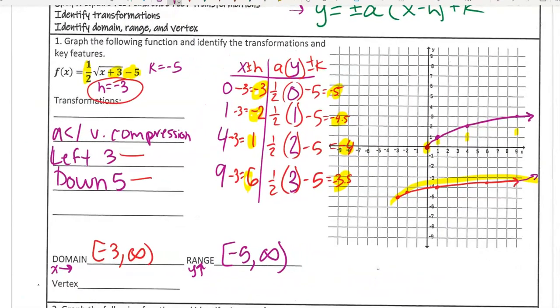And we can just remember that the vertex is (h, k). Remember, h comes right from our equation, and k also comes right from our equation. -3, -5. And look here, our vertex is at (-3, -5). Something cool about the vertex is that the domain, the x value, starts at the vertex, and our range, the y value, starts at the y value of the vertex. So that's cool. All right, let's move on.